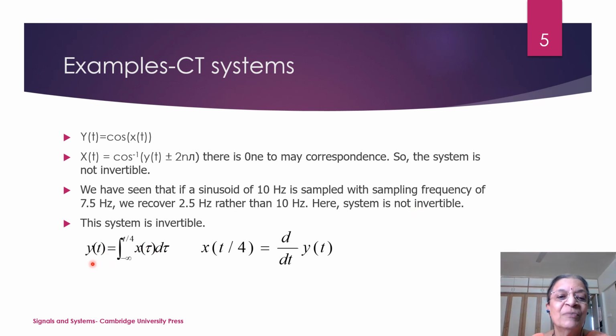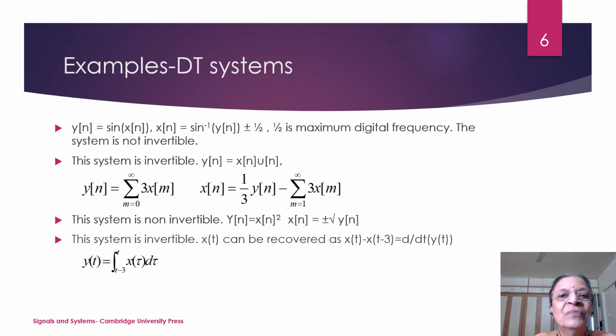Now consider the system y(t) is equal to integration from minus infinity to t by 4 of x of tau d tau. So how to recover x of t by 4? x of t by 4 will be recovered as d/dt of y(t). So this is definitely invertible. Now consider some DT systems. y[n] is equal to sine of x[n]. Here again x[n] will be recovered as sine inverse of y[n] plus or minus half. Why half? Because half is the maximum digital frequency as we have seen. So in this case again there is one to many correspondence and the system is not invertible at all.